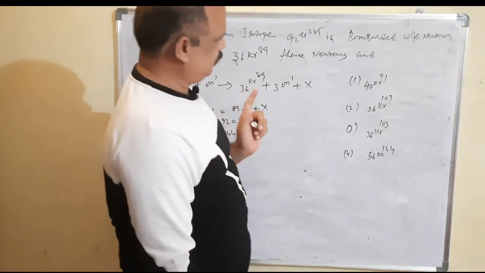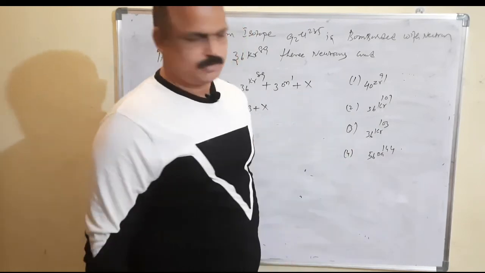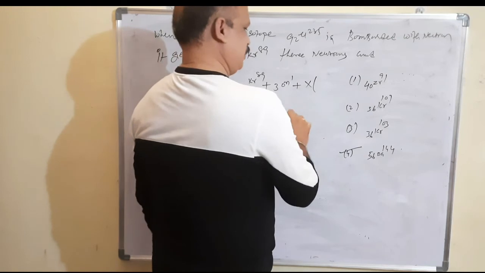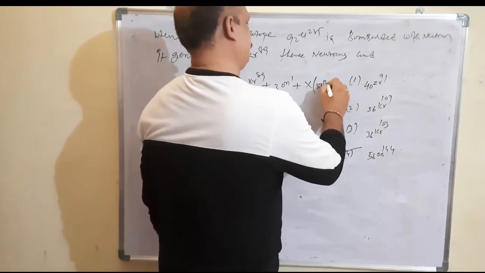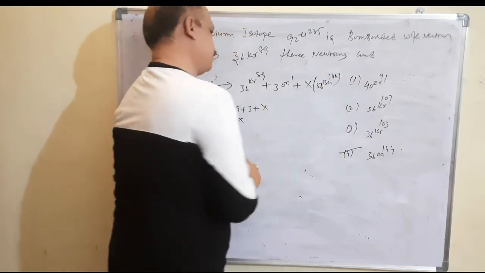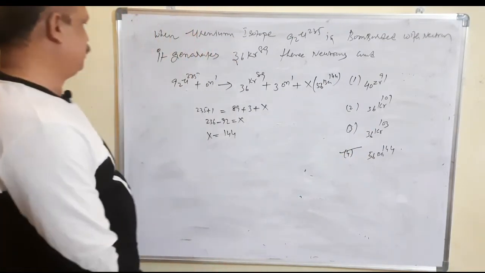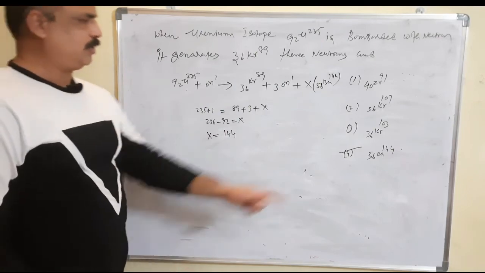Which of the given options is the correct answer? So the unknown quantity is 56 barium 144. So our correct option is the fourth option, 56 barium 144. This is the answer of this question.